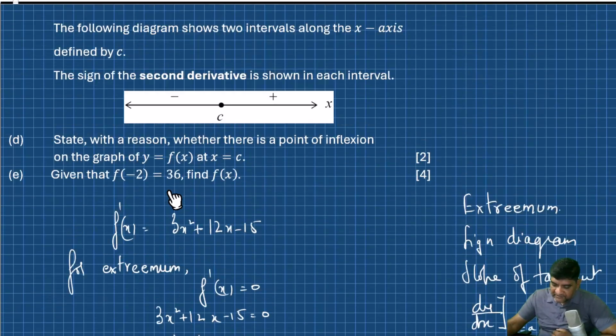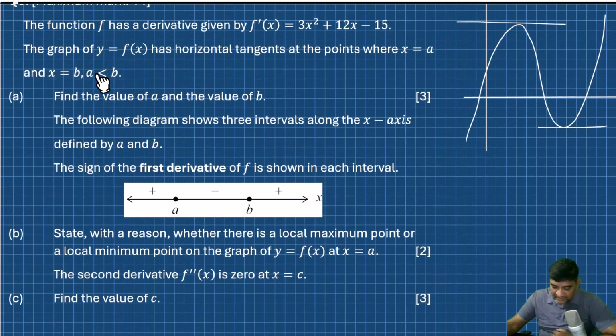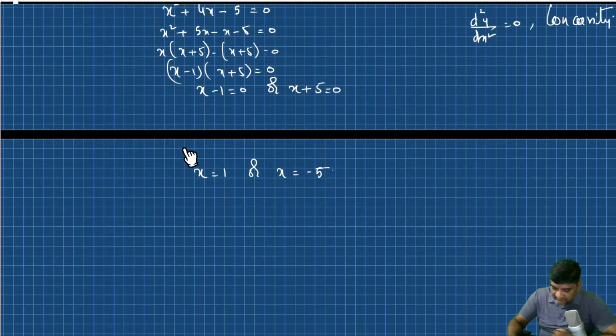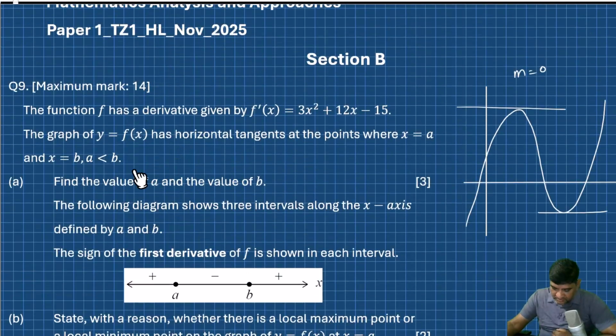That would simply mean that the value for x is 1 or the value for x is minus 5. He has also given us a condition that a is less than b. Please keep that in mind, which basically means that the value for a is minus 5 and the value for b is 1. Great. Find the value for a and b.